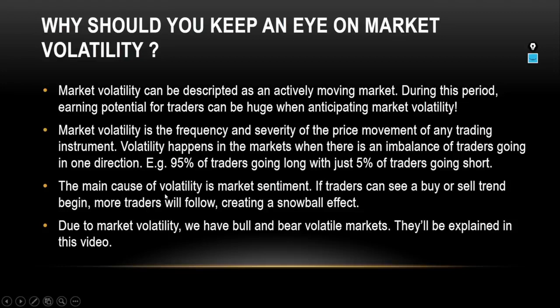The main cause of volatility is market sentiment. If traders can see a buy or a sell trend begin, more traders will follow, and it's creating a snowball effect. When we have more traders following that direction, we can have more market volatility, and the market will then give us a bigger push towards that direction, right? Due to market volatility, we have a bull and a bear volatile market. This will be explained further in this video.